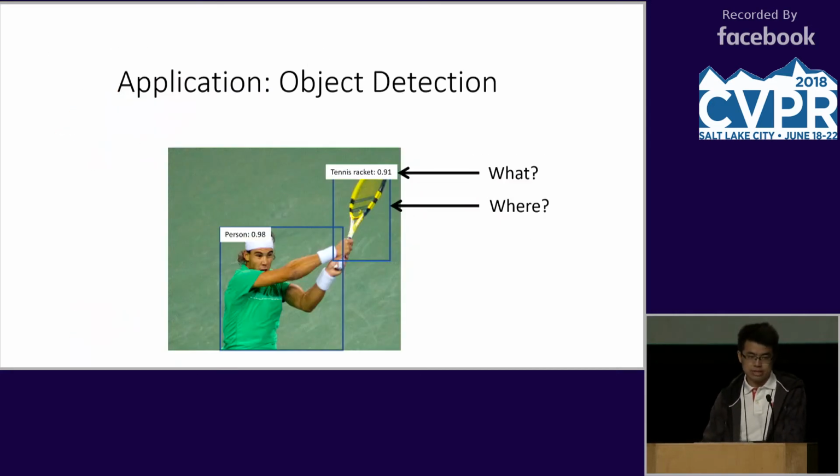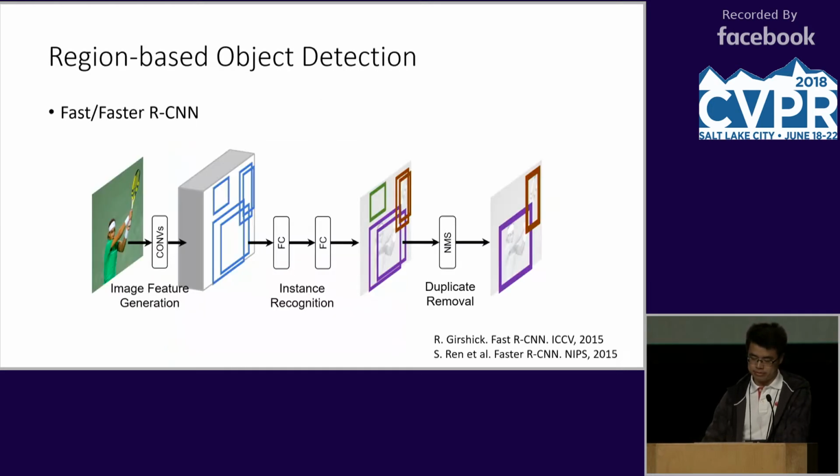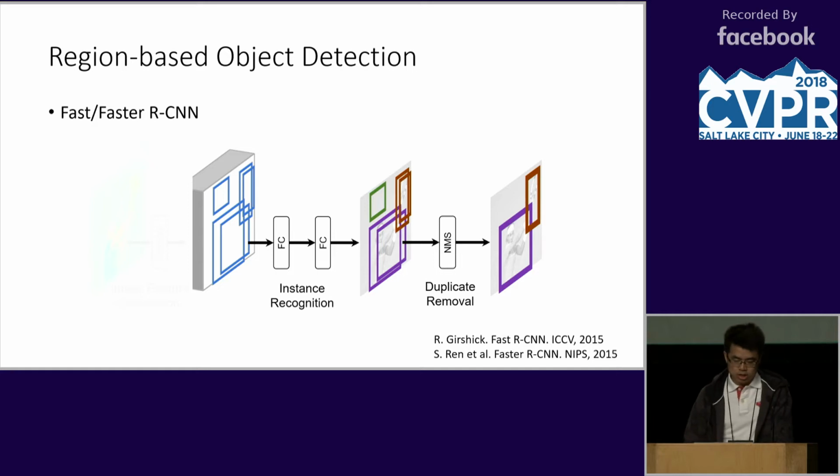Next, we show its application in the problem of object detection. The state-of-the-art object detection methods mostly follow the region-based paradigm. Here shows one such example, Fast R-CNN, which is perhaps the most widely used method for object detection. We mainly focus on the part of the network which processes regions.